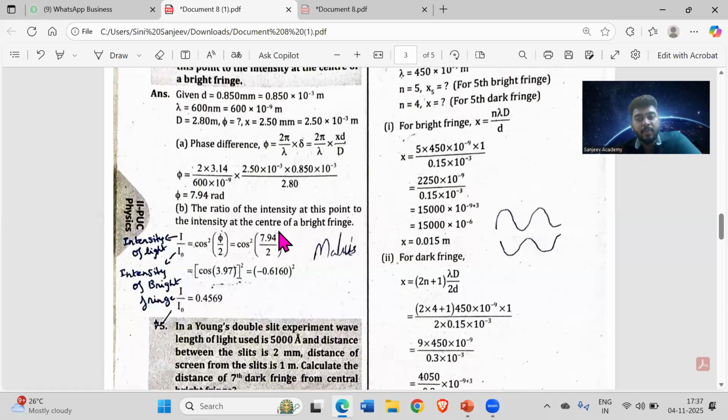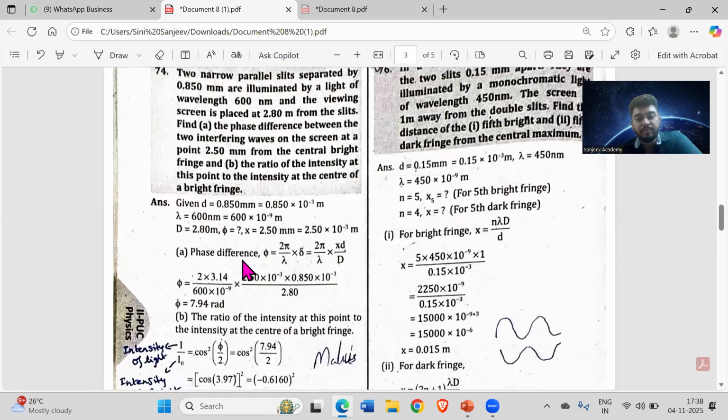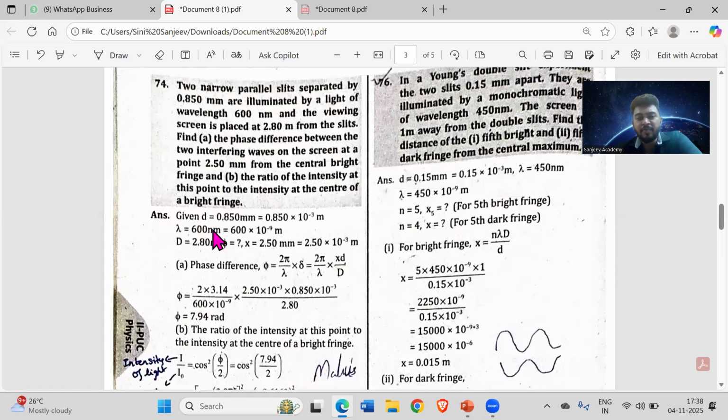Then there is something called Malus's law, which is nothing but the intensity of the light. That is a simple formula. I is nothing but I naught cos square phi by 2 for Malus's law, where I is the intensity of the light and I naught is the intensity of the bright fringe. And one more formula for us is phase difference. Phi is equal to 2 pi by lambda into delta.